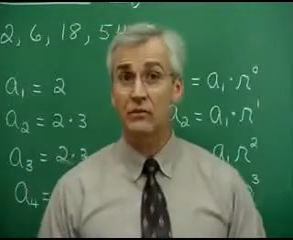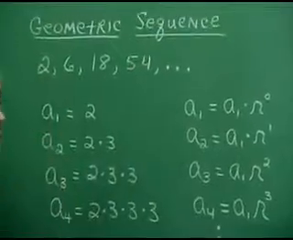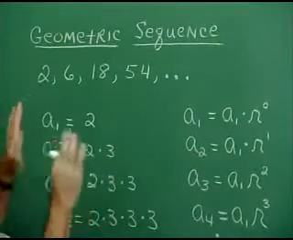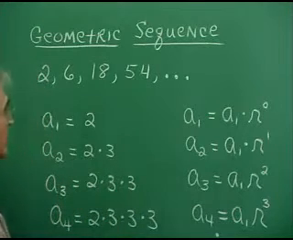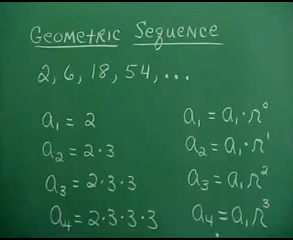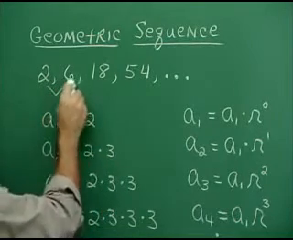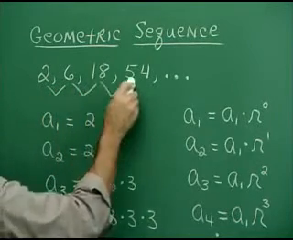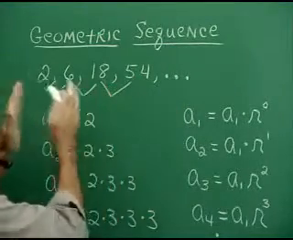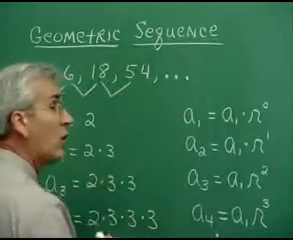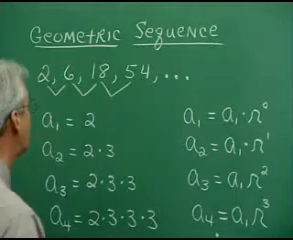Here we have a geometric sequence. It's a geometric sequence because succeeding items are generated by multiplication rather than addition or subtraction, as was the case with arithmetic sequences. Now the multiplier here is 3 because 2 times 3 gives 6, 6 times 3 is 18, 18 times 3 is 54, and so on. Now this multiplier that's used to generate succeeding terms is called a common ratio. It's the common ratio in this geometric sequence.